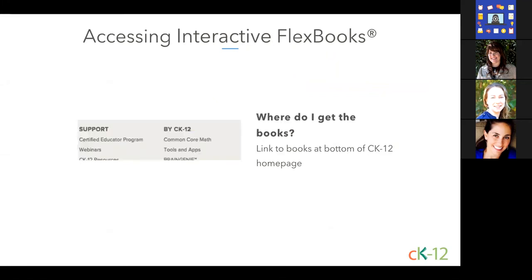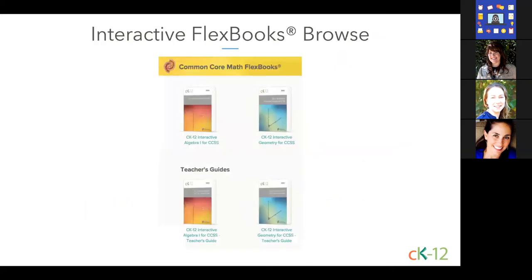So to find the books, just scroll down to the bottom of the CK12 homepage and click Common Core Math under the By CK12 title. You'll find this link at the bottom of many CK12 pages. The link takes you to a web page with this URL. So clicking Common Core Math takes you to a browse page for the interactive FlexBooks and the associated teacher guides for each course. We plan to build out more interactive FlexBooks that will go live on this page.